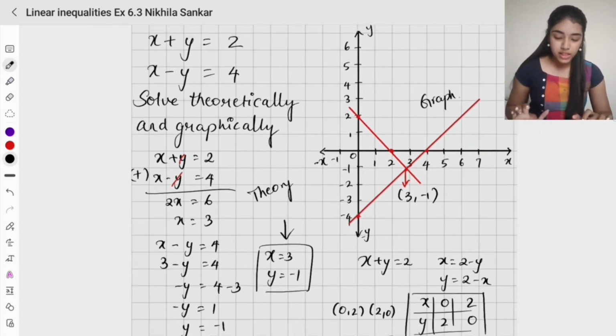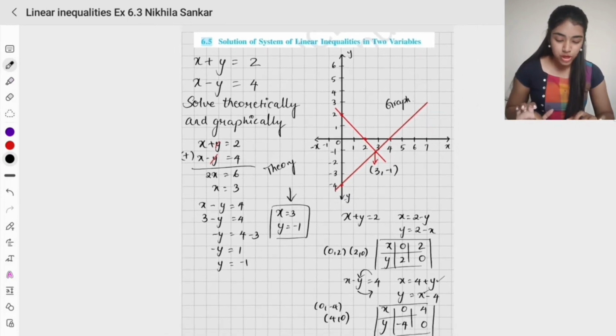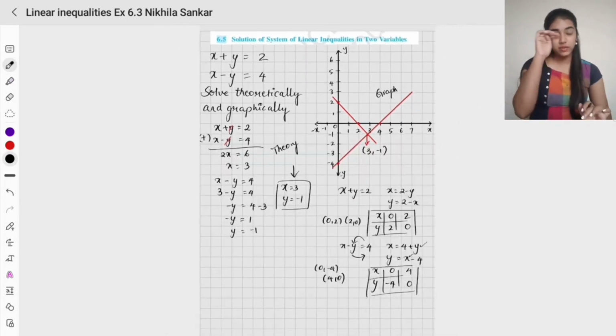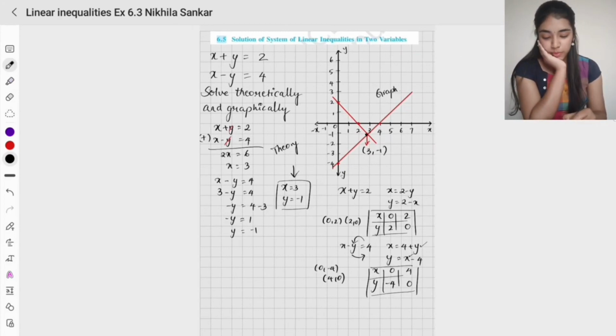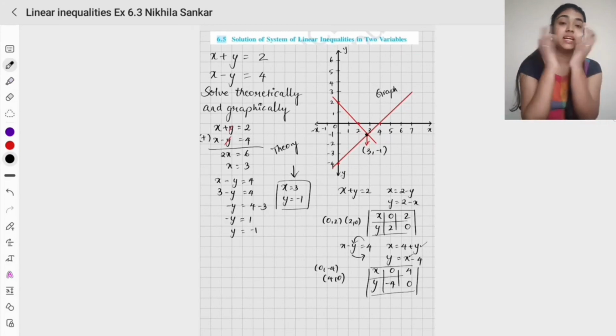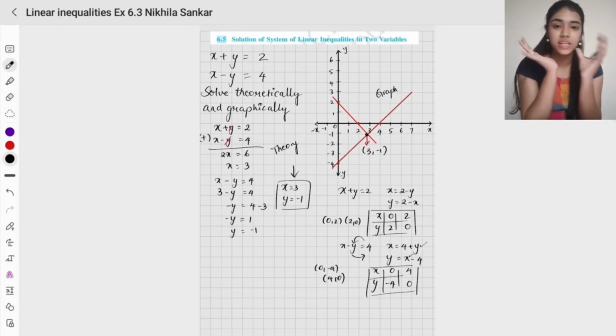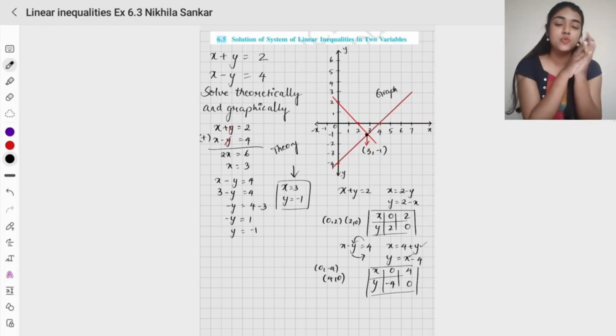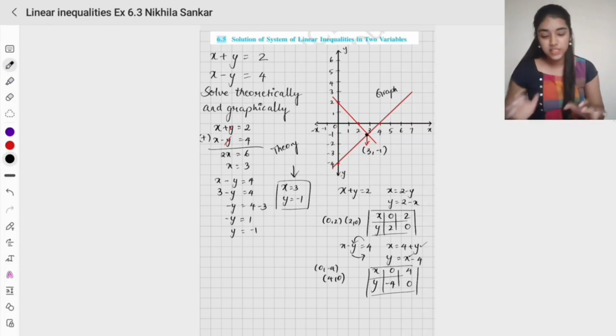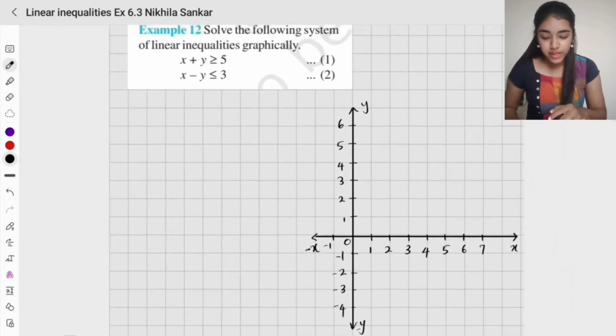Okay, so this kind of graphs is what we are going to see in this exercise. But instead of equations, we are going to deal with inequations. So instead of a single point, I'm going to find the entire region where the solution lies for the inequality. You will understand this more clearly when I'm solving the example question, so please follow. Okay, so now moving on to example 12.